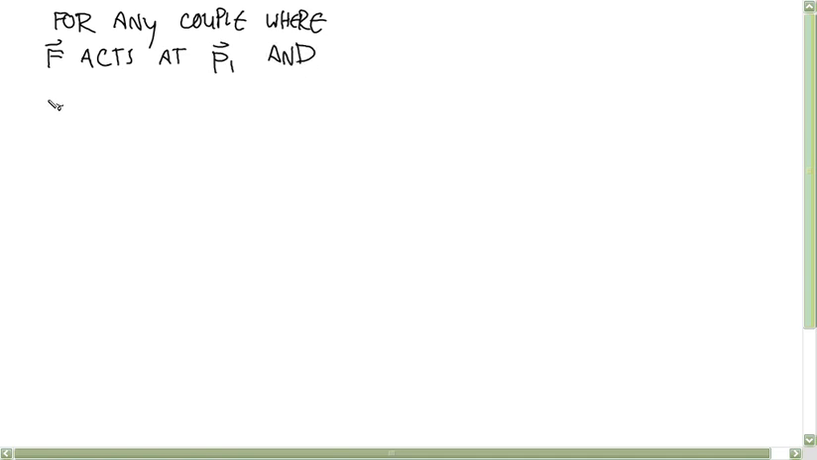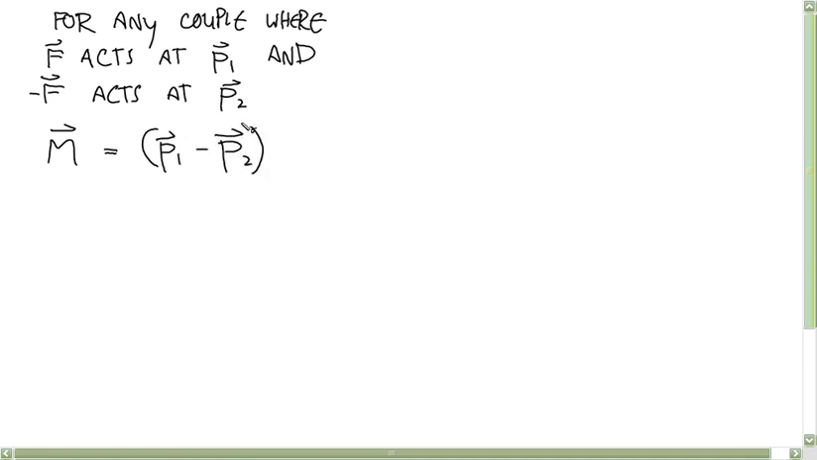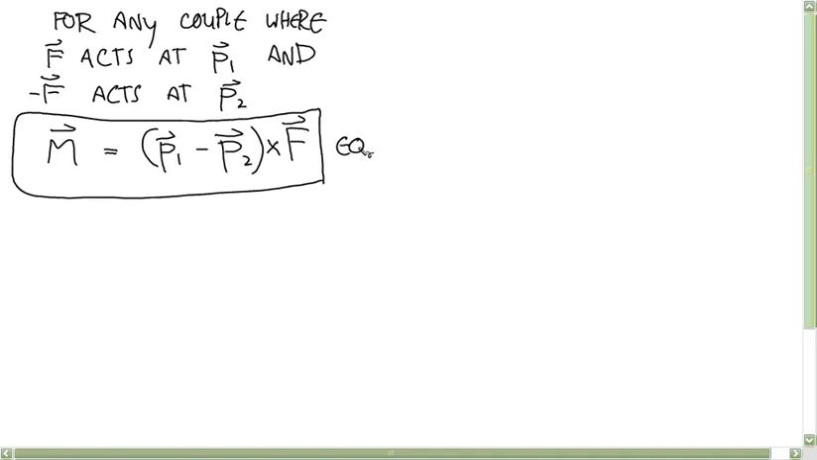So that gives equation 4. For any couple where the force vector F acts at P1 and the force vector negative F acts at P2, the moment produced by that couple is equal to P1 minus P2 crossed with F. And that's equation 4.